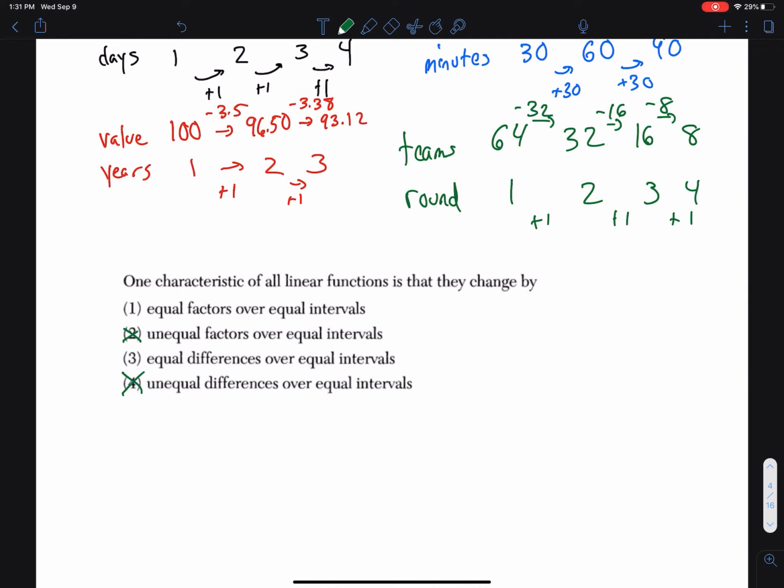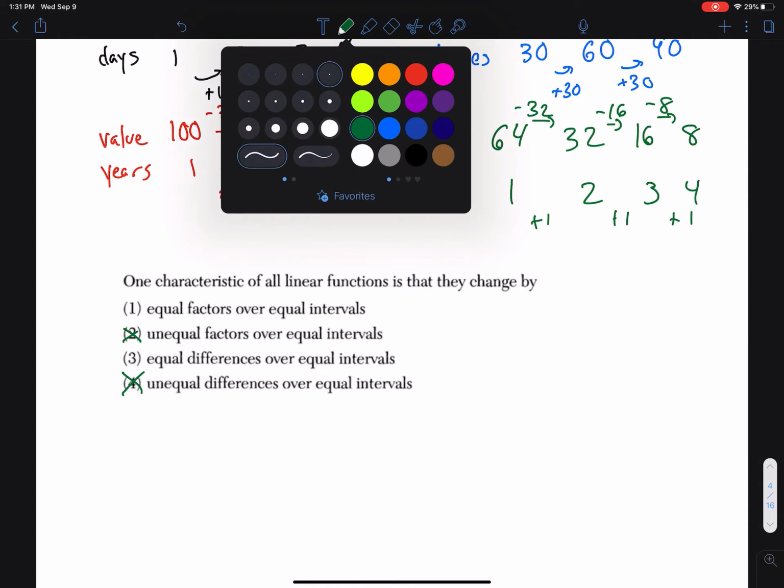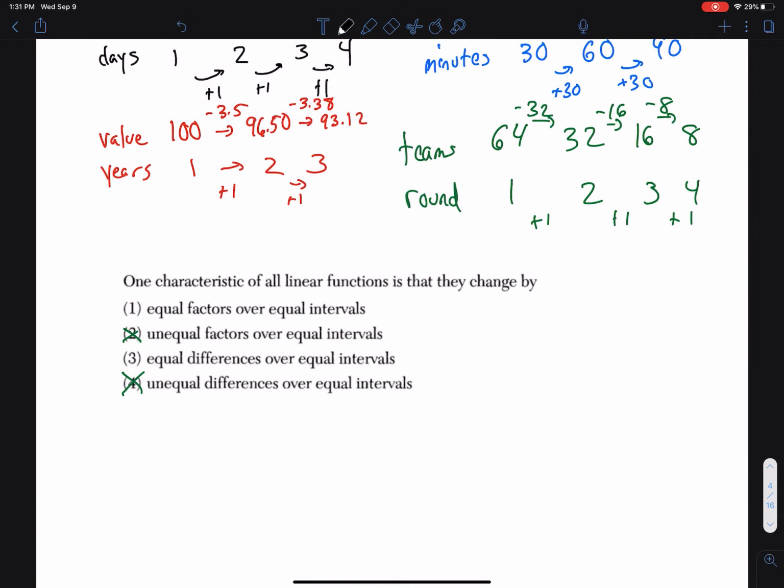And let's talk about what equal differences over equal intervals means compared to equal factors over equal intervals. So I'm going to do one of each. I'm not going to tell you which one's which. Here, I'll put the x on top. It doesn't really matter which one you put for the table. Just make sure when you check the slope, it's change of y over change of x.